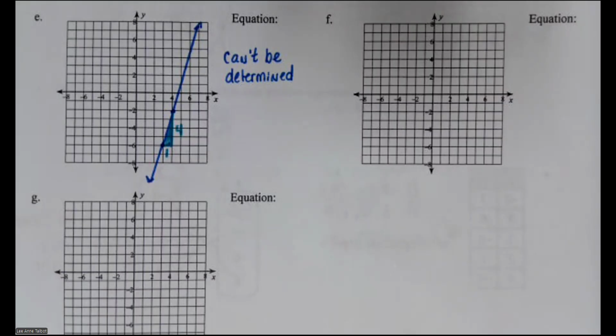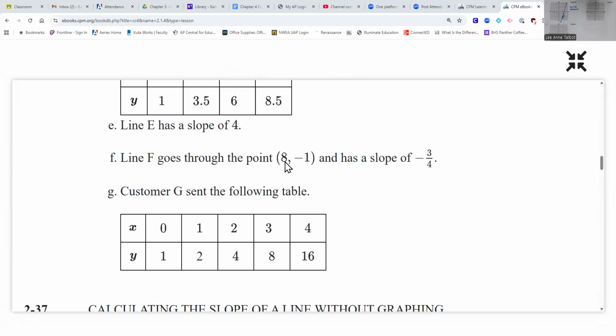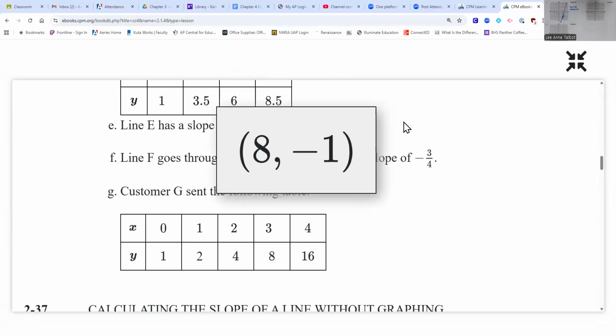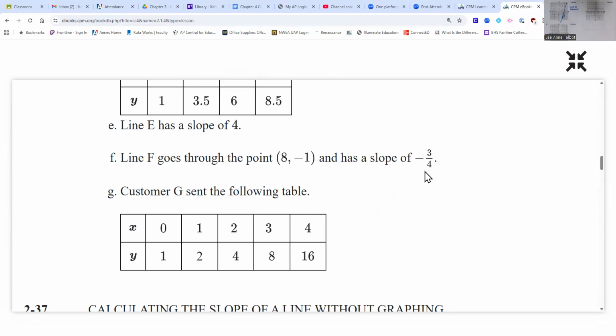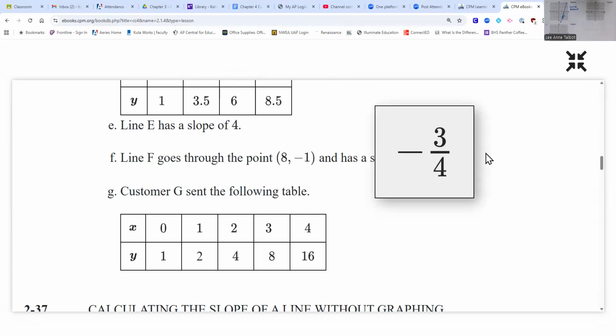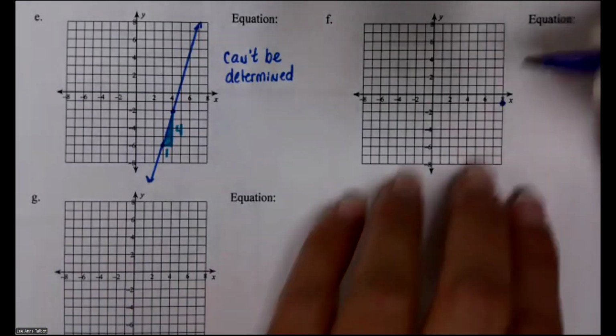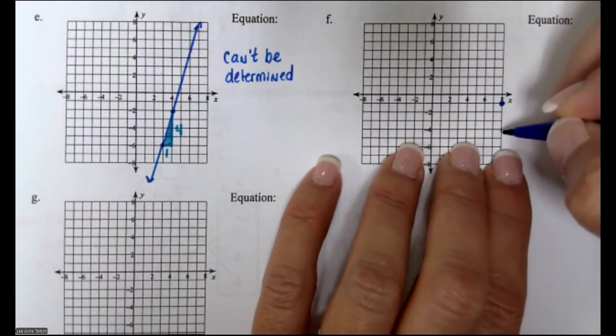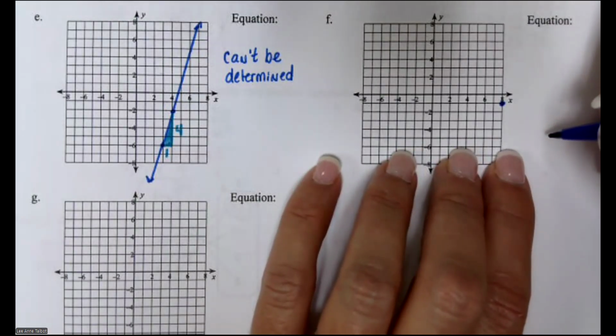Okay, F. Line F goes through the points 8, -1. Okay, so everybody graph 8, -1. So start with the point 8, -1. And then it says it has the slope of -3 over 4. Okay, so this is kind of what I was talking about. Go down 3 over 4. Uh-oh, we went off the graph.